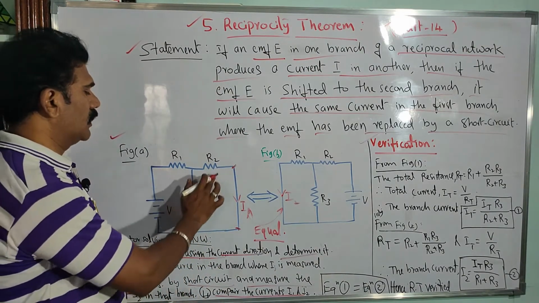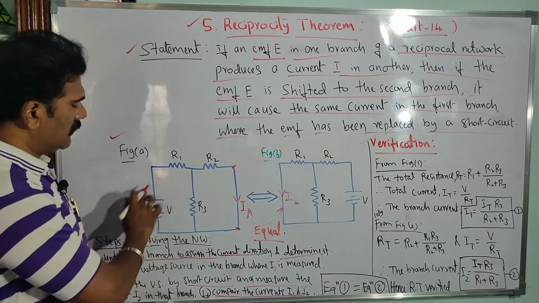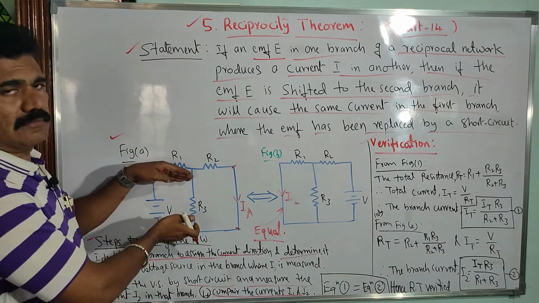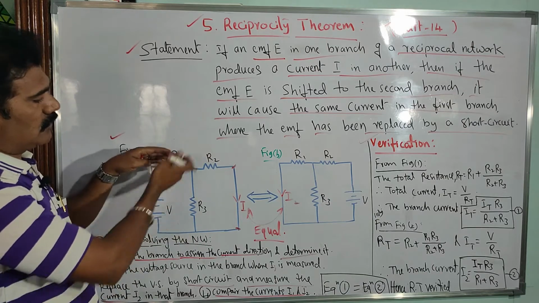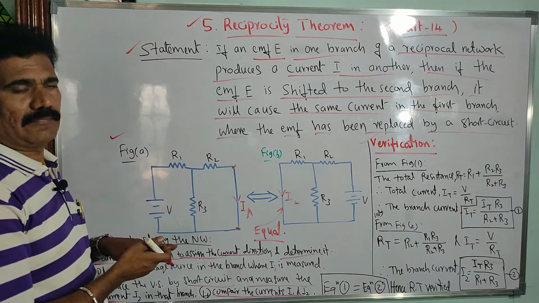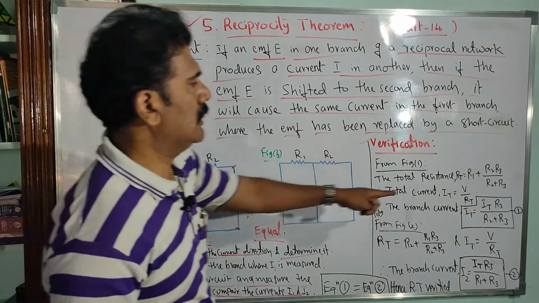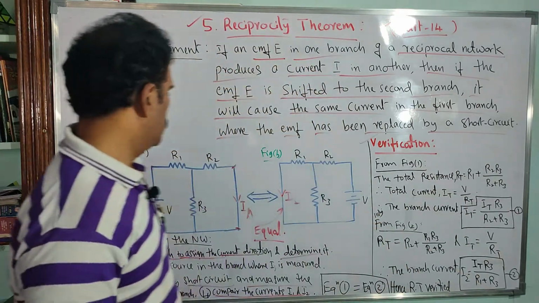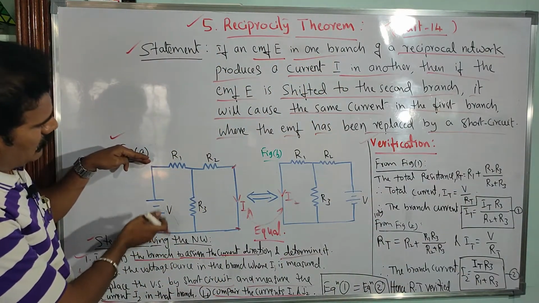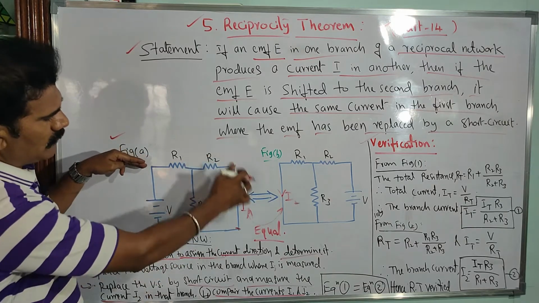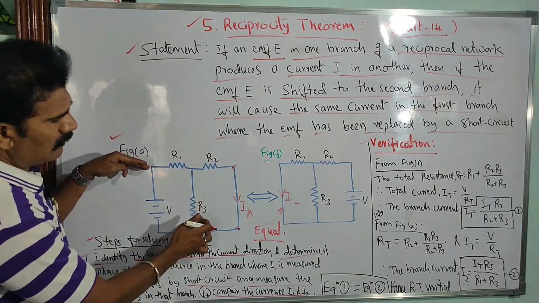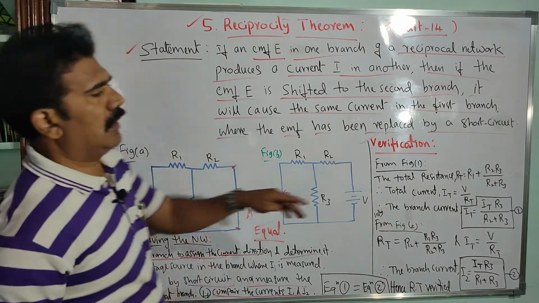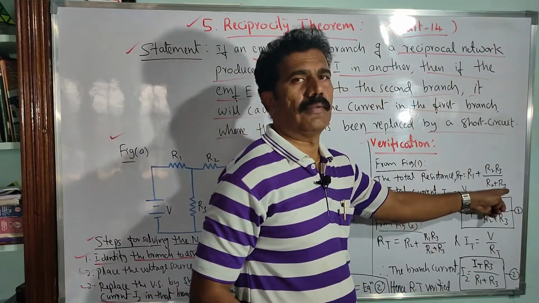We have R1, R2, R3 here, and the voltage source is present in the first branch, not in the second branch. Looking into the network from the voltage source side, find the total resistance. That equivalent resistance RT is R1 plus R2 R3 by R2 plus R3. Why? Looking from the voltage source, R1 is in series. In this loop it is shorted, so R2 and R3 become parallel to each other. Therefore RT is R1 plus R2 into R3 by R2 plus R3, using the parallel formula for two resistors.